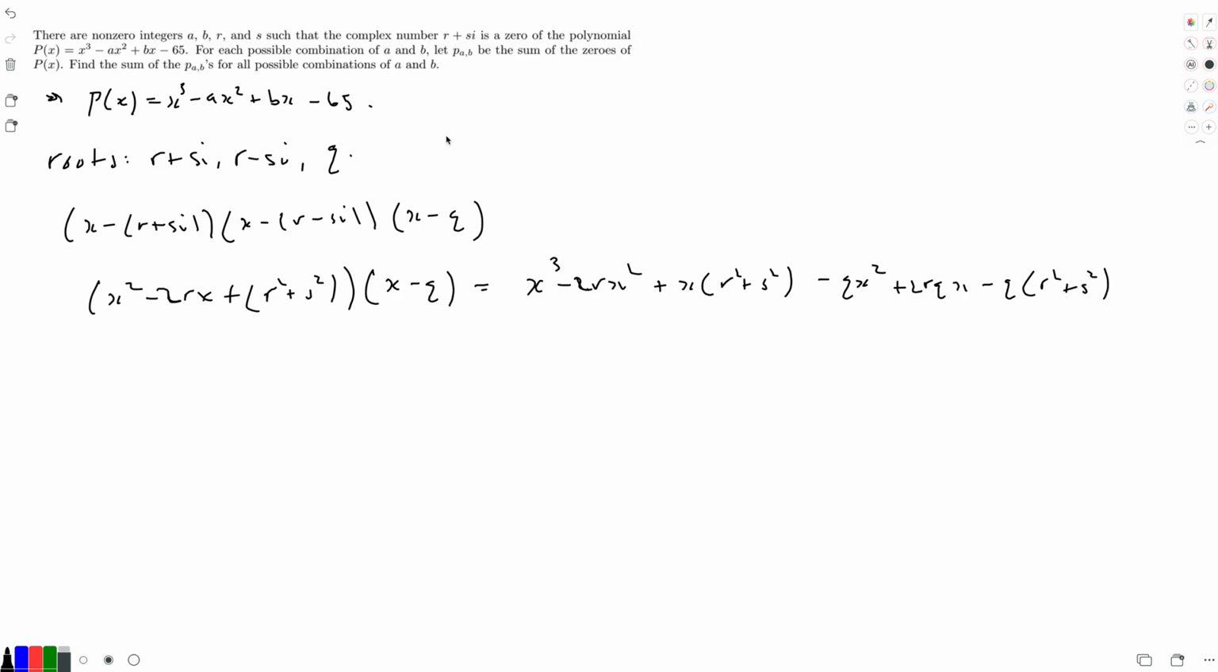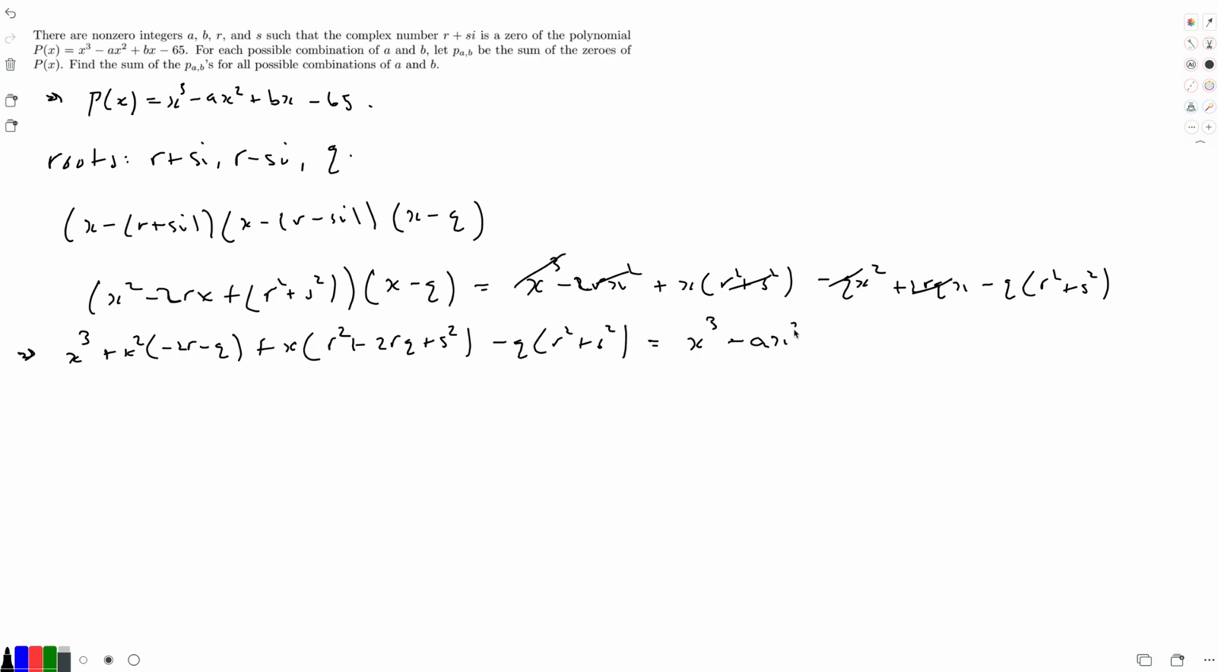That's great. Now let's maybe combine like terms. We have the x cubed coefficient by itself. Combining like terms gives us plus x squared times negative 2r minus q. Okay, and then combining like x terms gives us x times r squared plus 2rq plus s squared, and then minus q times r squared plus s squared. And then this is equal to our original polynomial, which is x cubed minus ax squared plus bx minus 65.